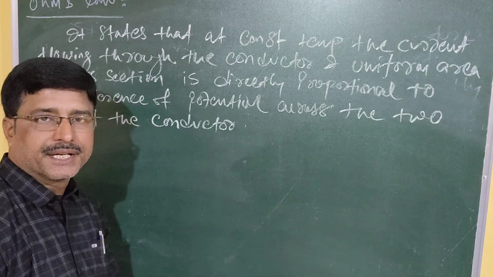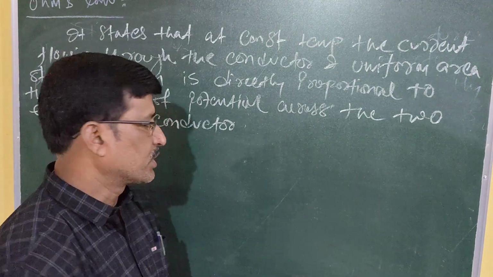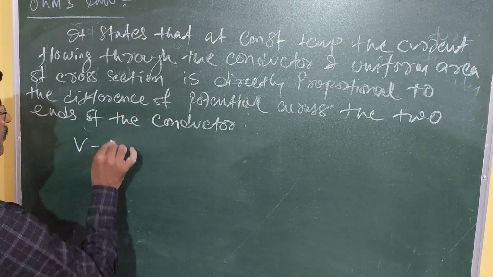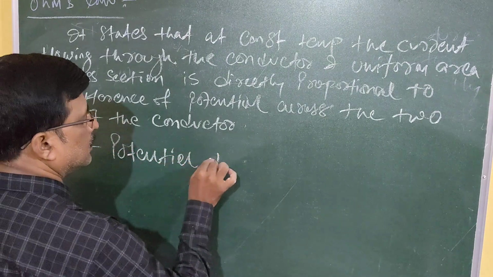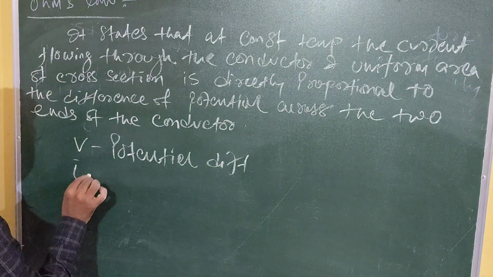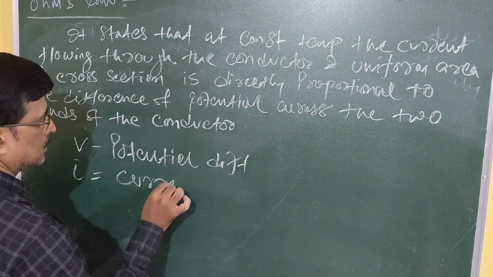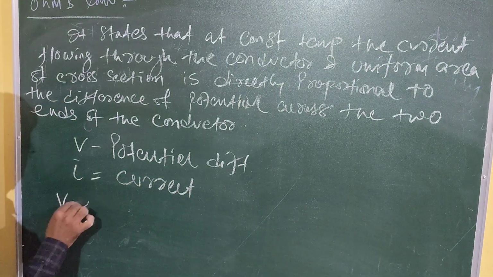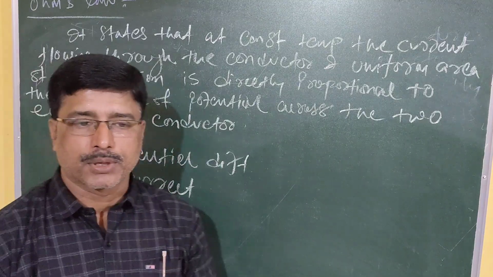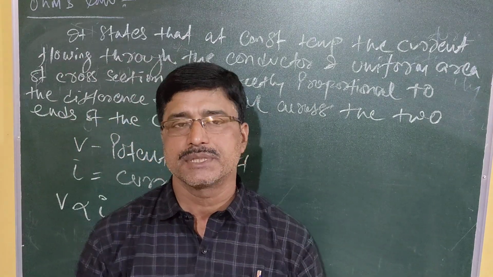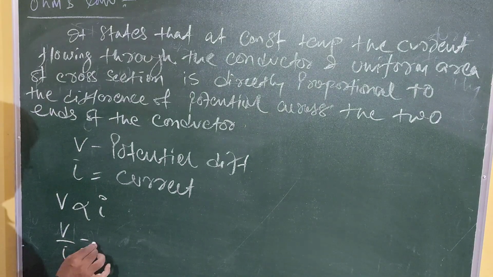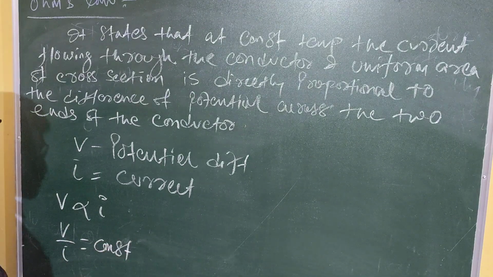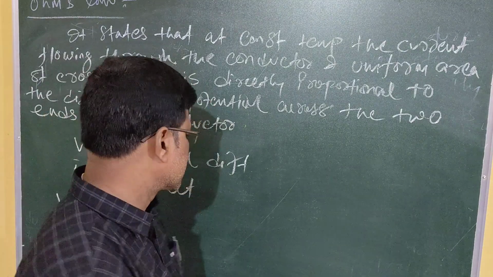That means if we take a conductor where V is the potential difference and I is the current, then V is proportional to I. That means V, the potential difference, is proportional to the current I, or V by I is equal to a constant.